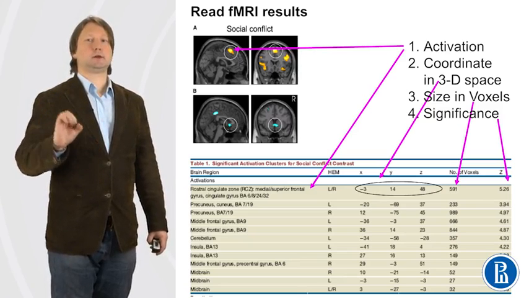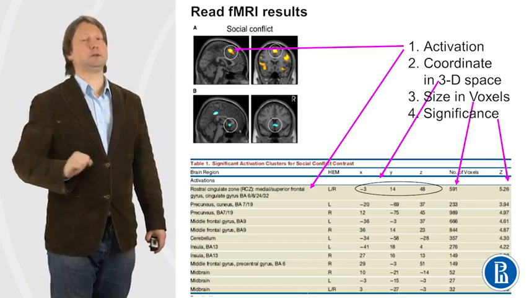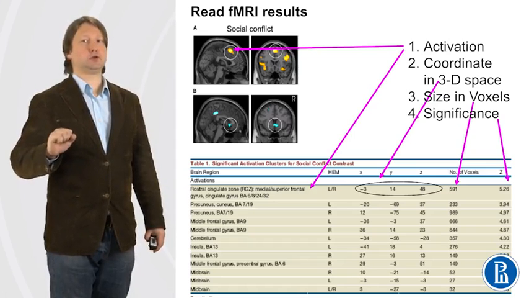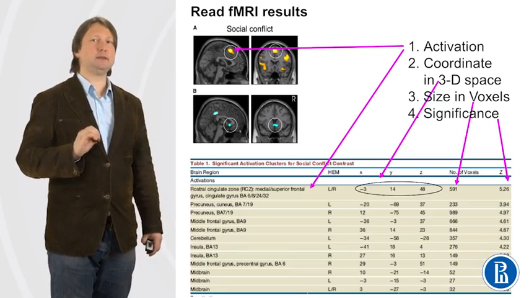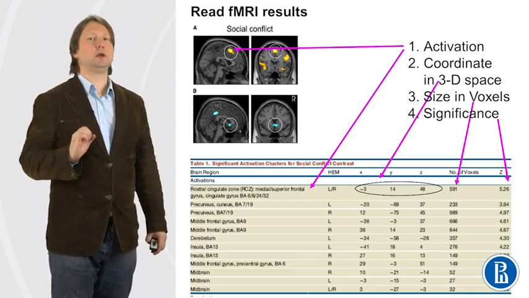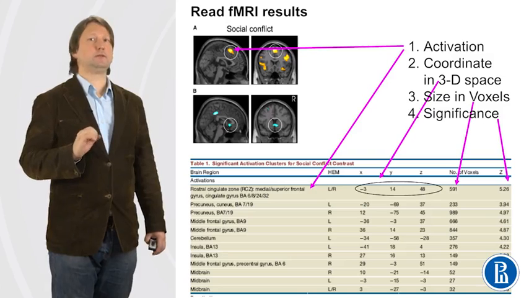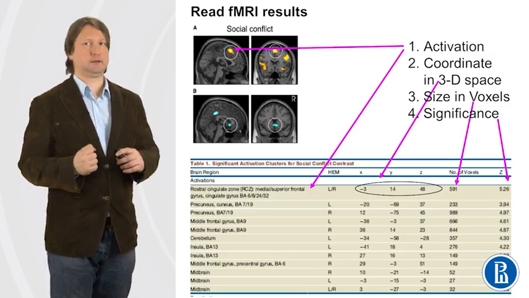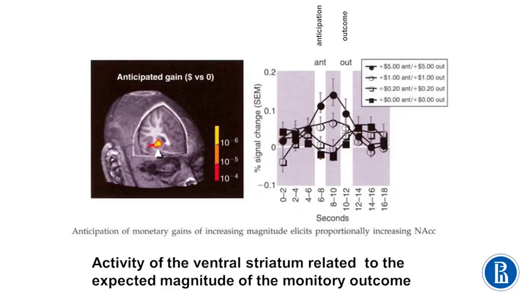Each statistical cluster in the brain is called an activation. Normally, these pictures are supplemented by tables. In the table, you can find the name of this brain region, you can find the coordinates of this region. You also can find the size of this activation, the number of voxels in this activation, and also the level of significance of this activation. So don't be surprised when you see this kind of picture.